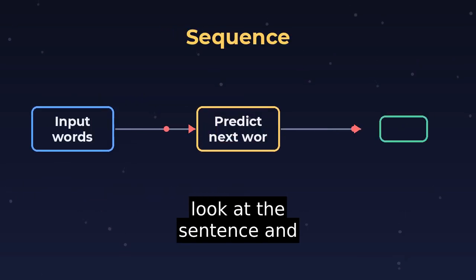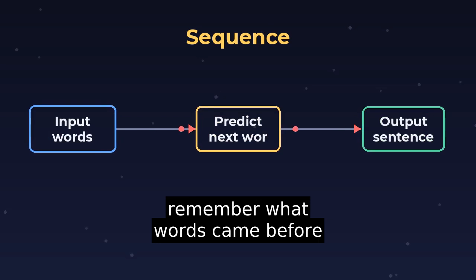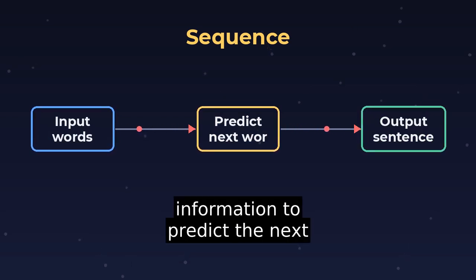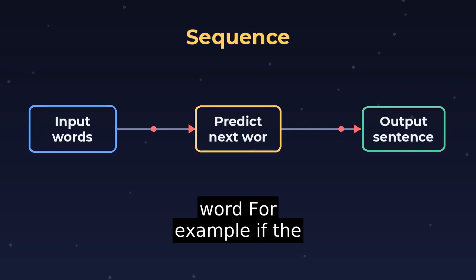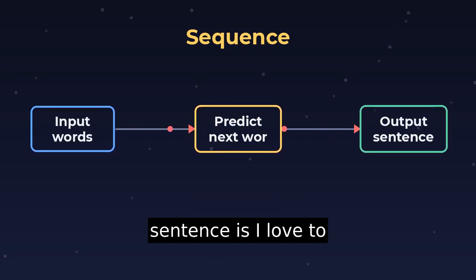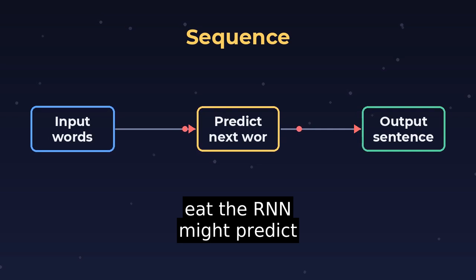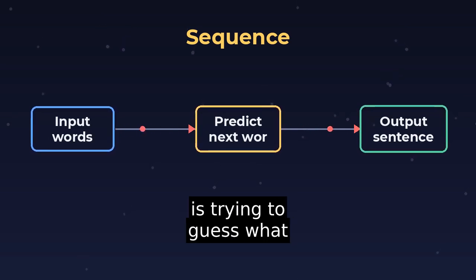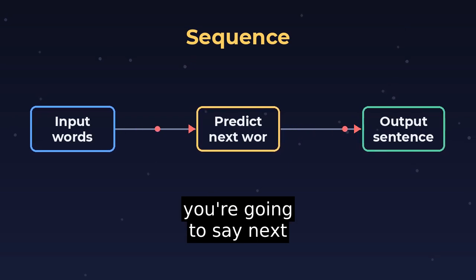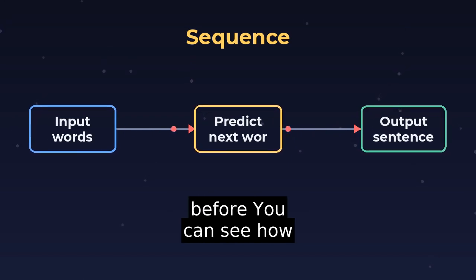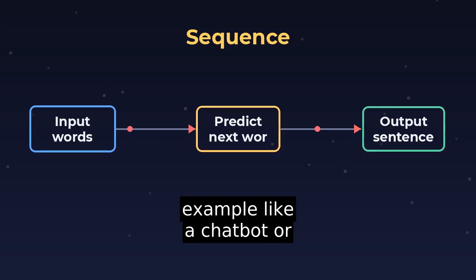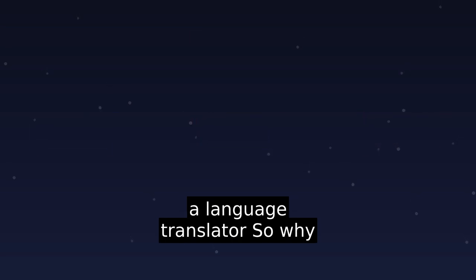The RNN would look at the sentence, and remember what words came before. Then, it would use that information to predict the next word. For example, if the sentence is "I love to eat," the RNN might predict that the next word is pizza. It's like the RNN is trying to guess what you're going to say next, based on what you've said before. You can see how this works in a real-world example, like a chatbot or a language translator.